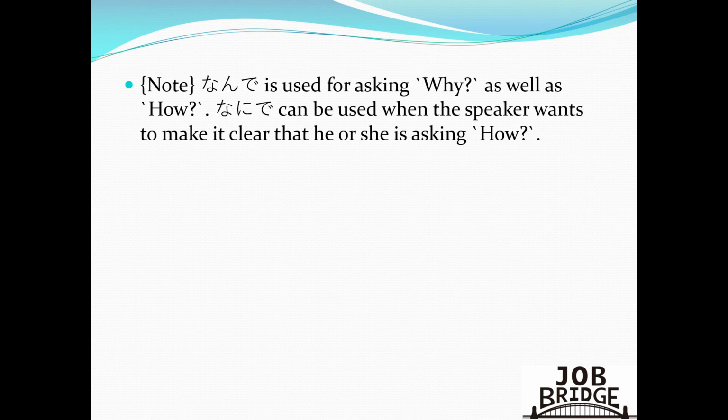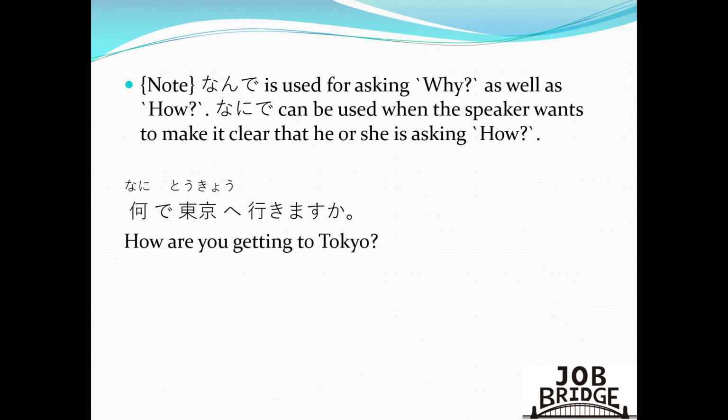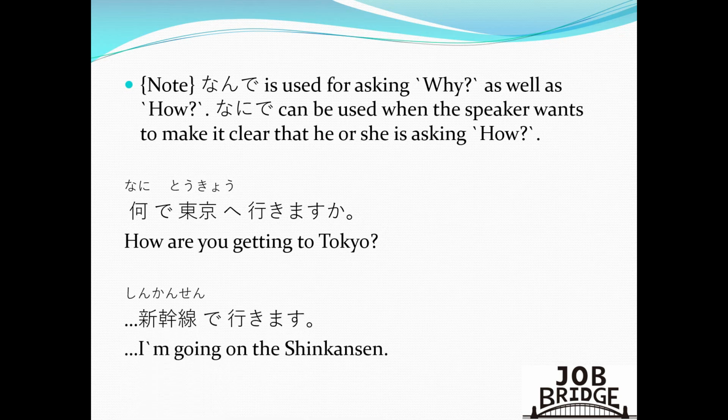Take note of the following examples. How are you getting to Tokyo? Nani de Tokyo e ikimasu ka? And then, I'm going on the Shinkansen. Shinkansen de ikimasu. Note that when the question asks how you are going to Tokyo, we use nani de. And then, of course, the answer is by Shinkansen. That's why we use Shinkansen de. Wakarimashita?